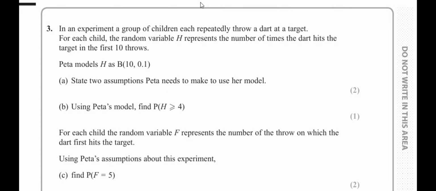Question 3. In an experiment, a group of children each repeatedly throw a dart at a target. For each child, the random variable h represents the number of times the dart hits the target in the first 10 throws. Peter models h as binomial distribution with 10, 0.1. State 2 assumptions Peter needs to make to use her model. So we know in a binomial distribution, there are 4 assumptions that should be satisfied so that it can be fitted in a binomial distribution.